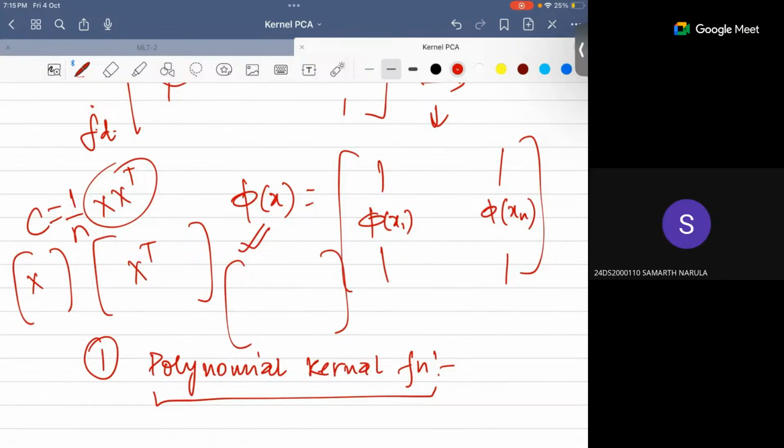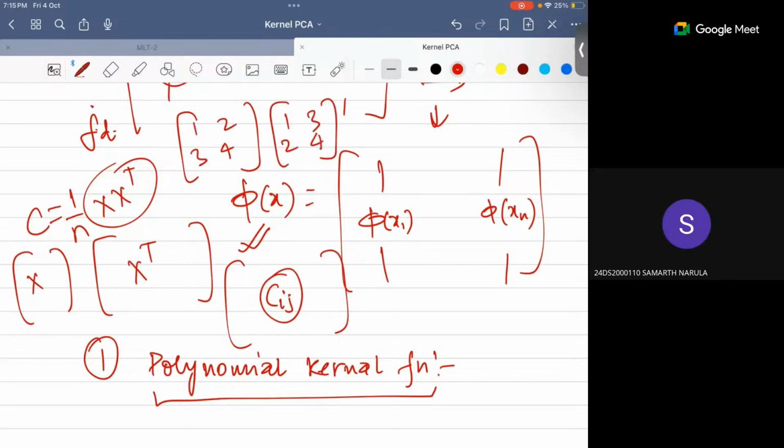For example, if C of ijth term, what will be the value of the C ijth term? Can somebody tell me? If you are multiplying any two matrices, that is 1, 2, and 3, 4, and here you are writing 1, 2, 3, 4, what is the first term that you are getting? We are just doing the column and the row multiplication, right? The column of the first matrix and the row of the second matrix, correct? Correct.